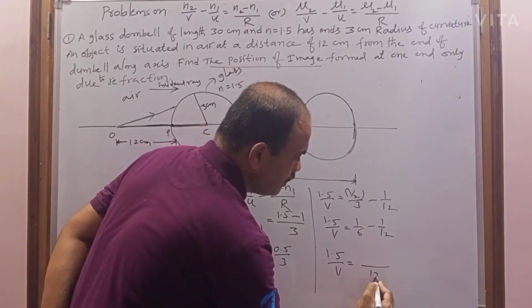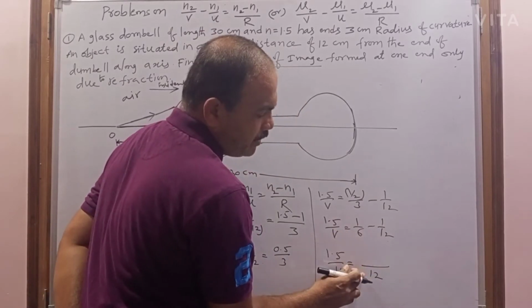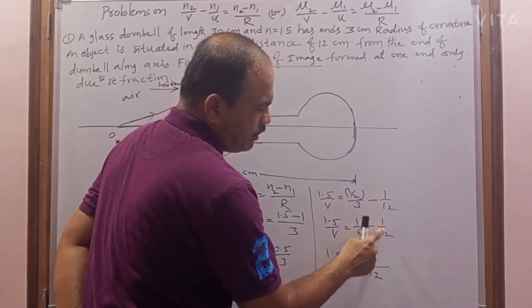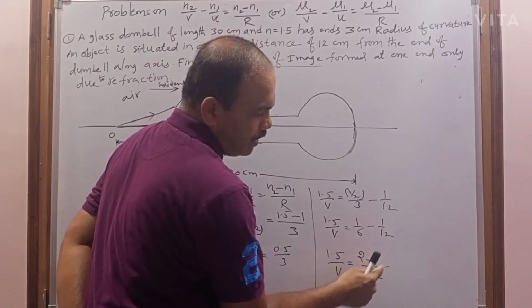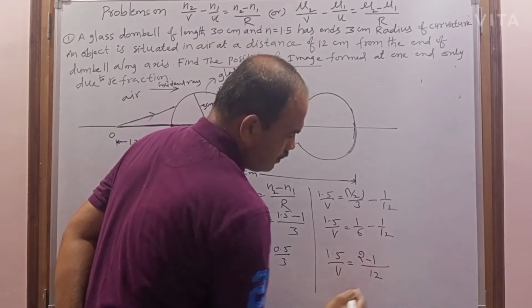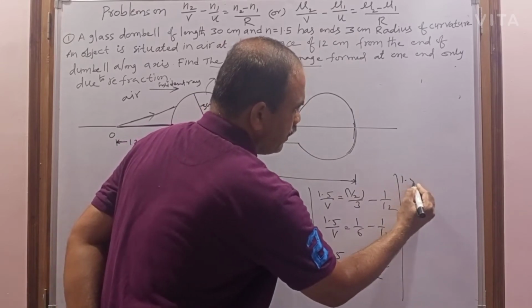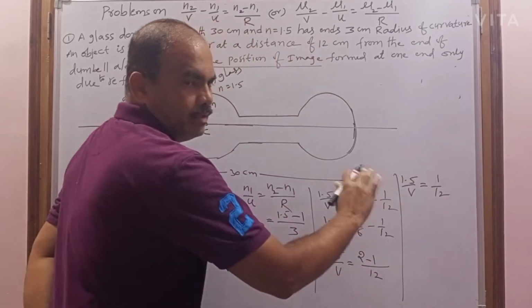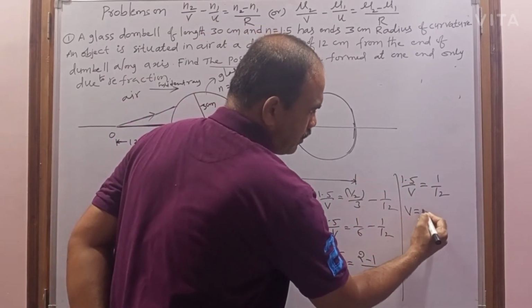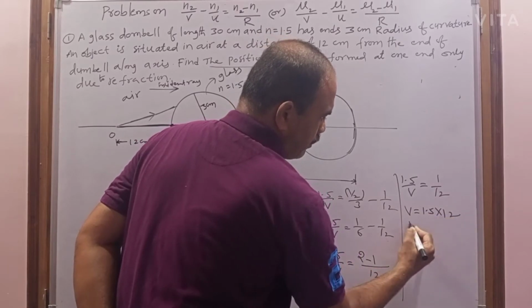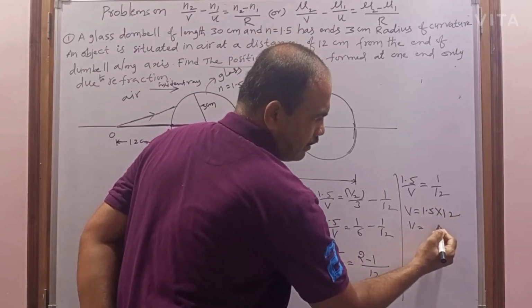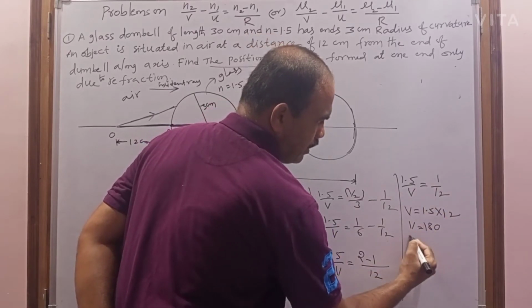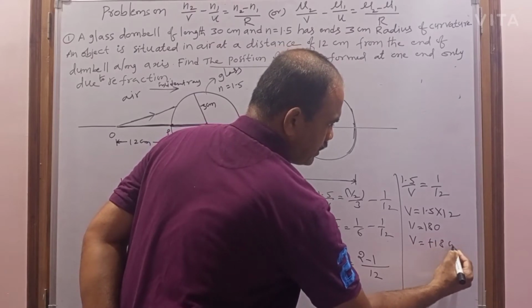so 1.5 by V equals 1 by 6 minus 1 by 12. The LCM is 12. With what value is the 6 multiplied to get 12? 2, so 2 into 1 is 2, minus. And with what value is 12 multiplied to get 12? 1, so 1 into 1 is 1. So when you simplify, 1.5 by V equals 2 minus 1, 1 by 12. When you cross multiply, V equals 1.5 into 12. 12 fives are 60, 0 and carry 6, 12 ones are 12 plus 6 is 18, and you get plus 18 centimeter.